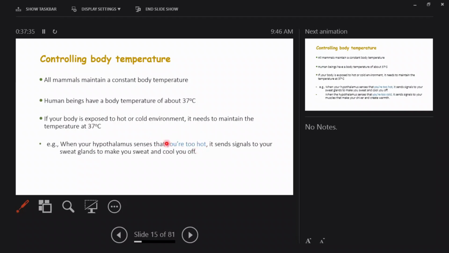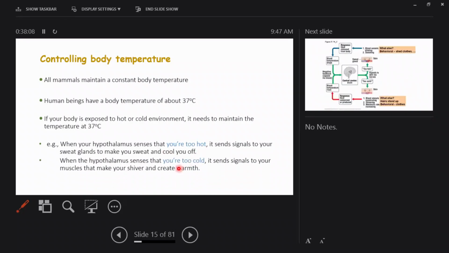For example, when your hypothalamus senses that you are too hot, when the body is exposed to a very hot environment, the hypothalamus will send signals to your sweat glands to make you sweat, and sweating cools your body off. So this is how the hypothalamus in the brain maintains the body temperature at 37. If it's too hot, our body will produce sweat and cool the body down.